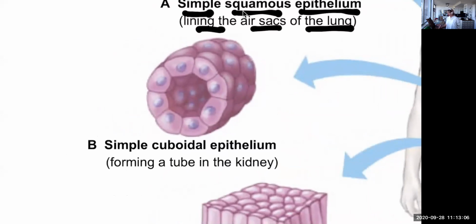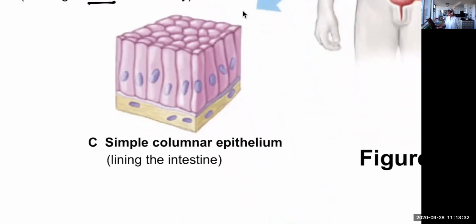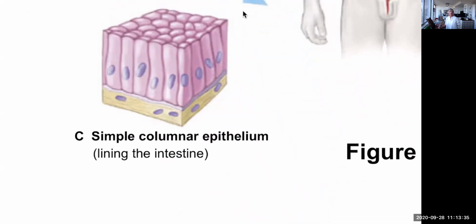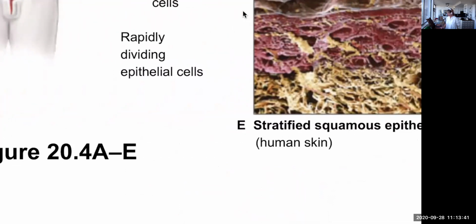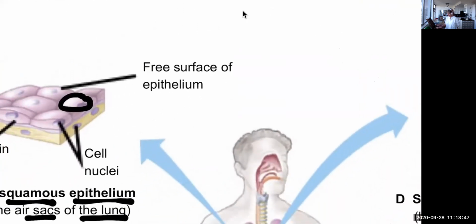A simple cuboidal. As you can see, they're cube-shaped. They surround a lumen. I see why it's gone so large like that, because I've enlarged everything. Lumen, that's the interior of that tube. This is a tube in the kidney. Columnar epithelium, long and skinny, lining the intestines, for example. Did I miss anything? No, okay.